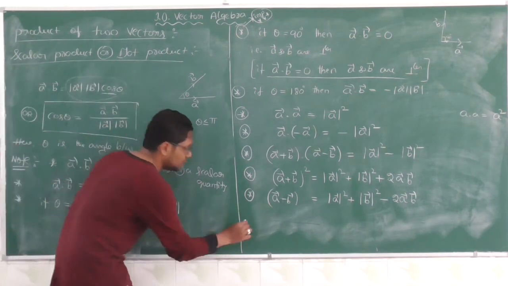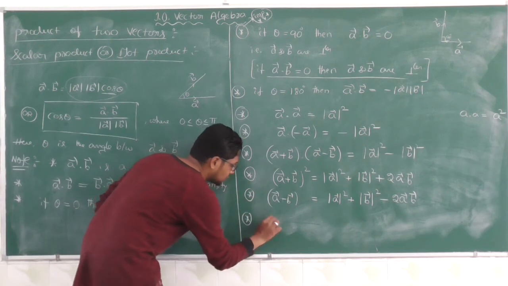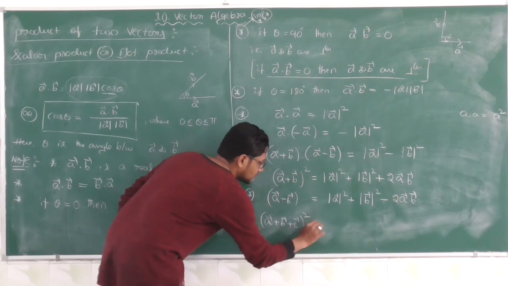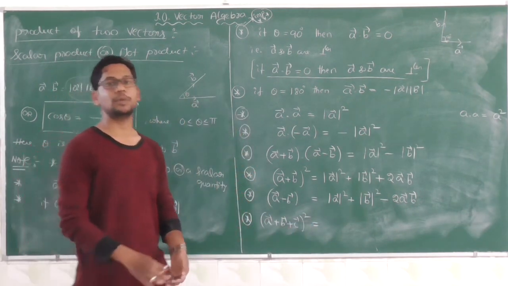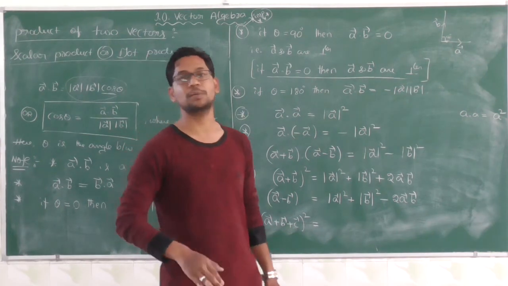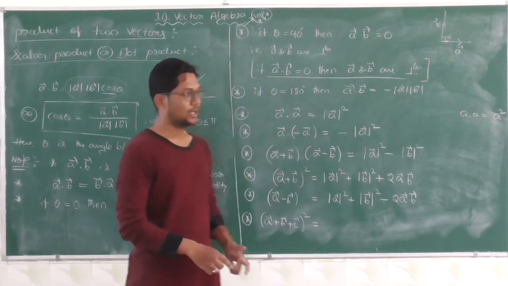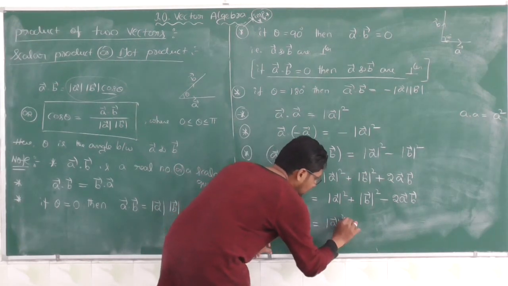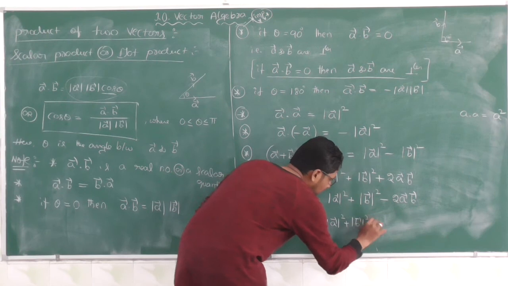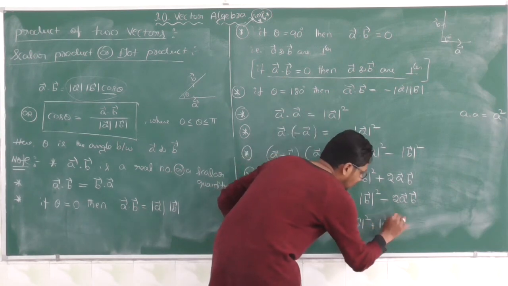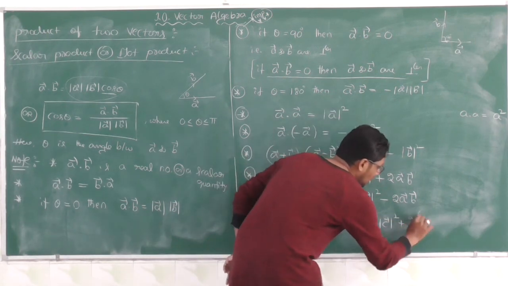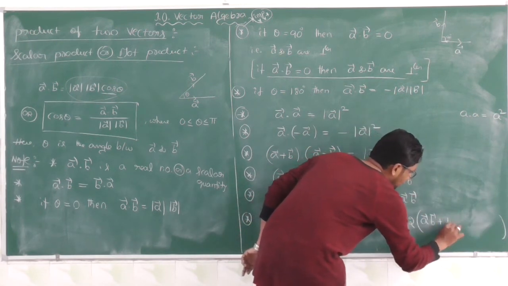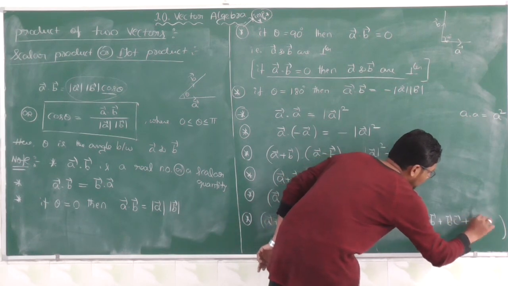Next. A plus B plus C whole square. A vector plus B vector plus C vector whole square is what? The A plus B plus C whole square formula is A square plus B square plus C square plus 2AB plus 2BC plus 2CA. In vectors, how are we going to write this one? Magnitude of A vector square plus magnitude of B vector square plus magnitude of C vector square plus 2 times A dot B plus B dot C plus C dot A.